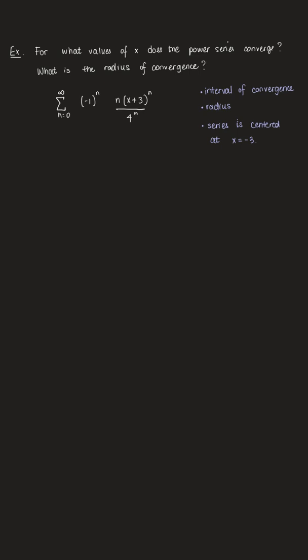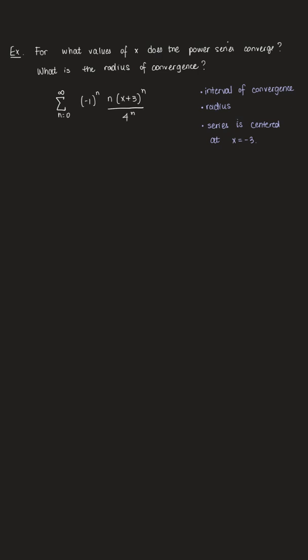We're not going to find the function this time because this is not a geometric series. What makes it not geometric is this n right here. If it were just x plus 3 to the n over 4 to the n, that would be geometric with a common ratio of x plus 3 over 4. But because we have that other n in front, this is not a geometric series. So let me rewrite that. This was n times x plus 3 to the n over 4 to the n.